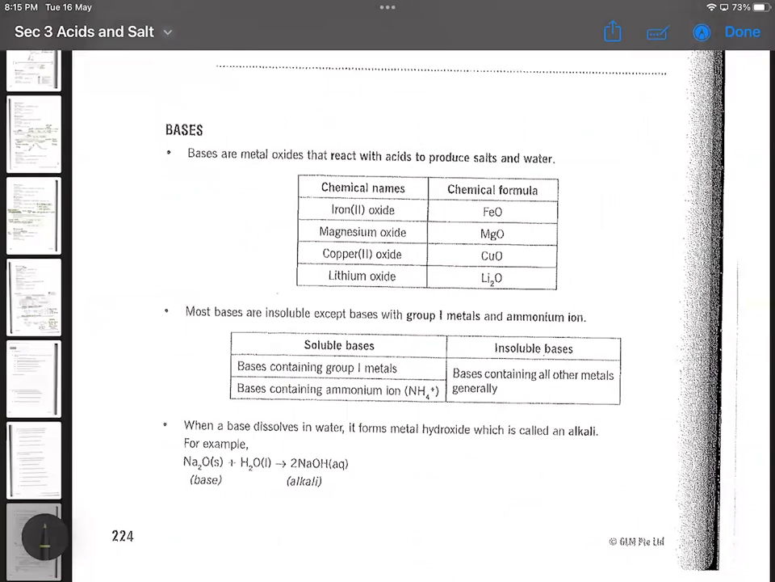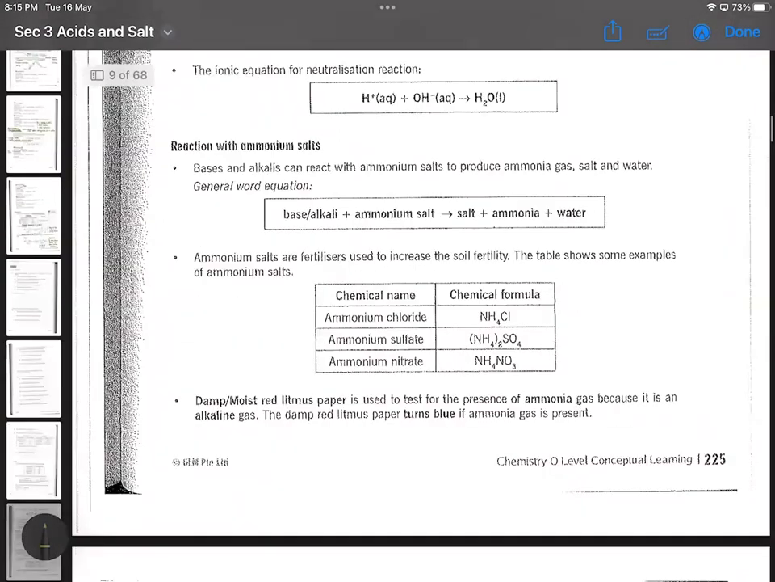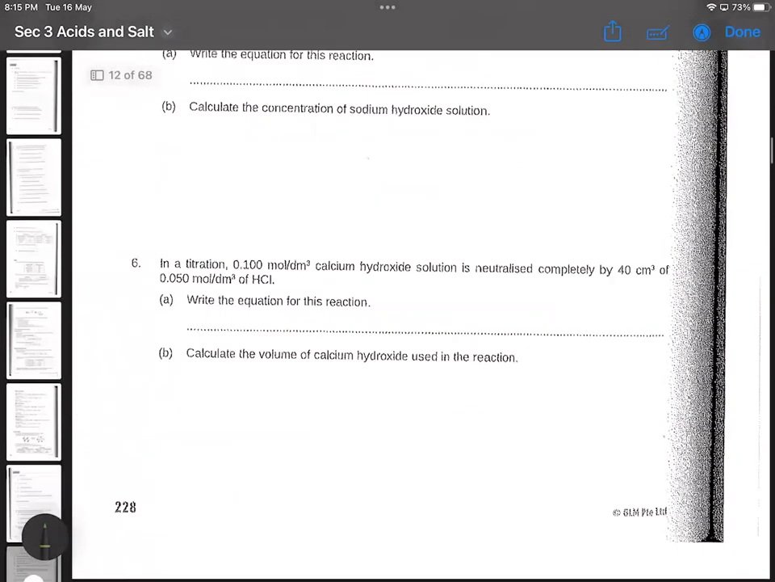So for acids, generally, that's about it. Okay, we are going to show you something first.